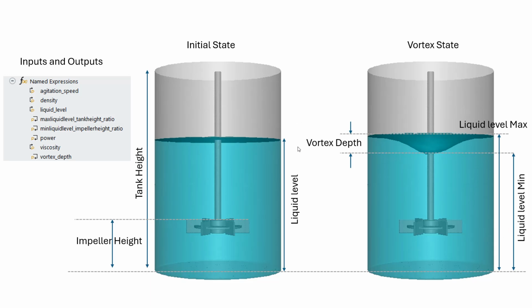When it comes to the vortex depth, we calculate two different levels of liquid. One is the liquid level maximum and the other is the liquid level minimum. When you subtract these two, we get the vortex depth. So these are going to be utilized as the output parameters.